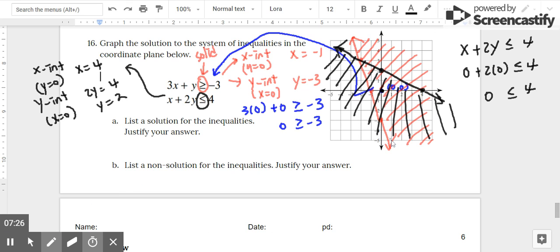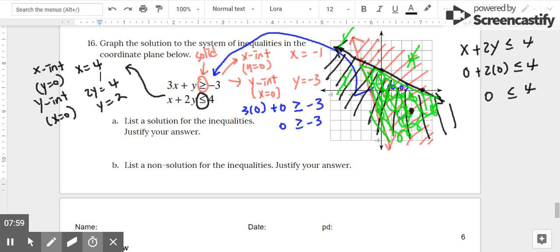Which part is shaded twice? Only this part. If we have regions 1, 2, 3, and 4, 1 is not shaded at all, so it's not the answer. 2 is only shaded once. 4 is only shaded once. So 3, it's shaded twice. This area is going to be the answer. So if you just shade like this, then that's enough. And list a solution. So list any point in this region.